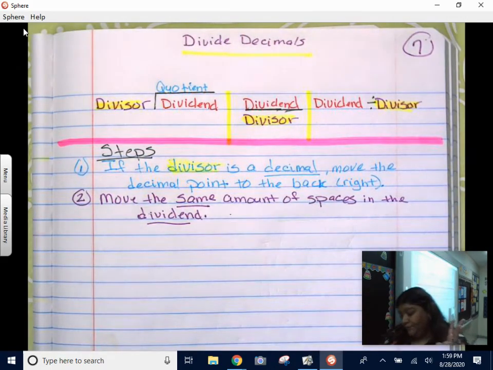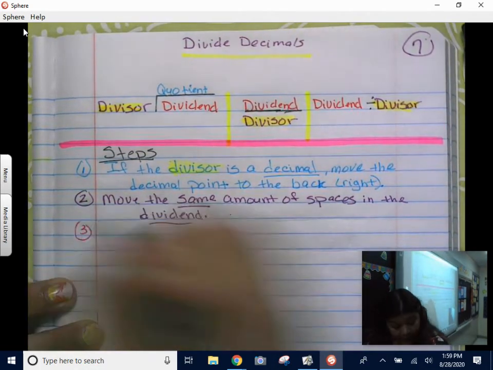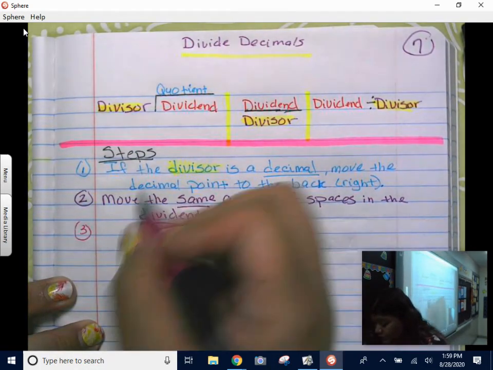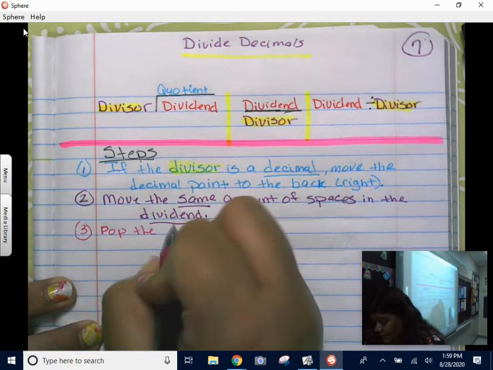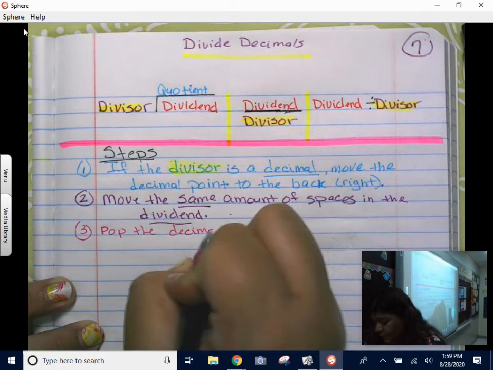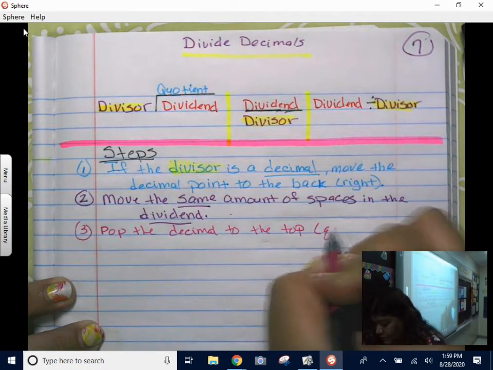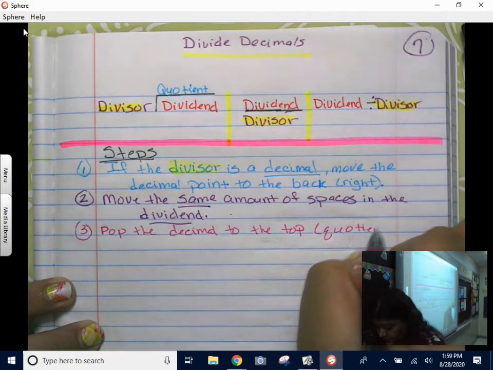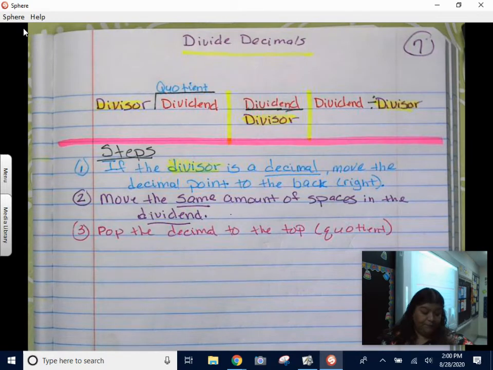And then step 3, I just add step 3 so we don't forget, okay? We're going to move the decimal into the quotient, or pop the decimal to the top, which is called the quotient. We're going to bring it up. That way it's ready for us in the answer, okay?